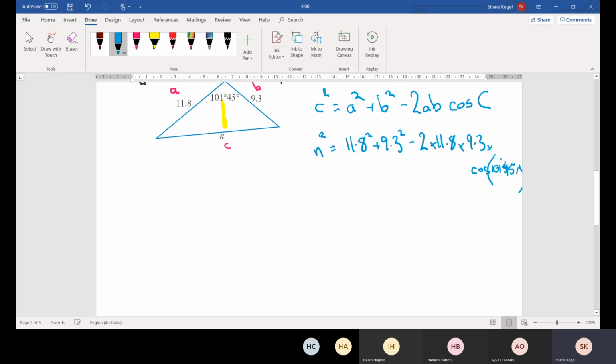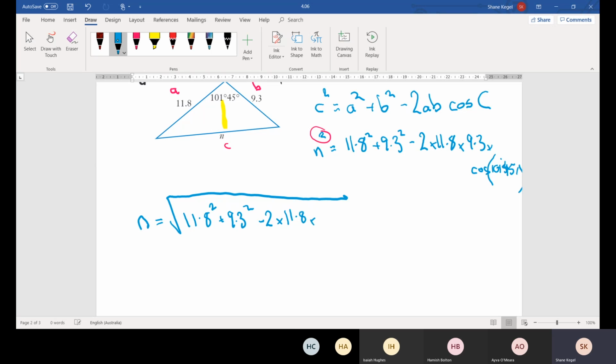So at this point, I can basically plug that into my calculator. And I can get a value, or what I'd probably prefer to do is to get rid of this squared first by taking the root of each side. So essentially it's going to be long, but n equals the square root of all of what was on the right side. So 11.8 squared plus 9.3 squared, take 2 times 11.8 times 9.3 times cos of my angle, which was 101 degrees, 45 minutes.